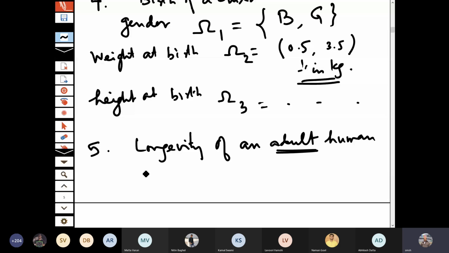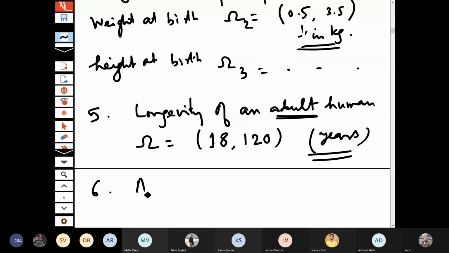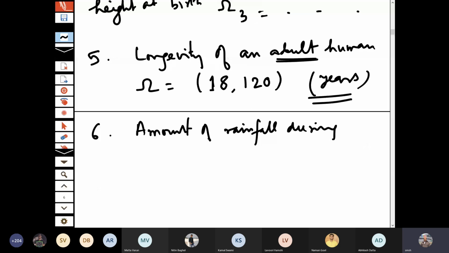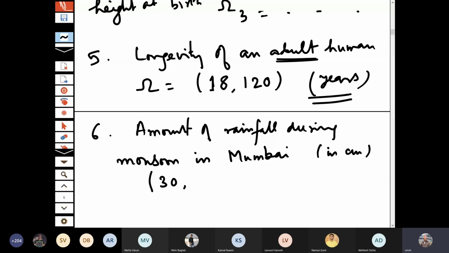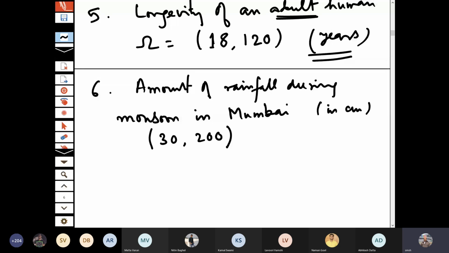If I am looking at, say, amount of rainfall during, say, monsoon, in one place, say for example in the city of Mumbai, it will be in certain centimeters. So for example, it could be from say 30 centimeters to maybe 200 centimeters, in the case of sometimes there are super rain days. So you can see here that we can describe the sample space depending upon what is our interest here.